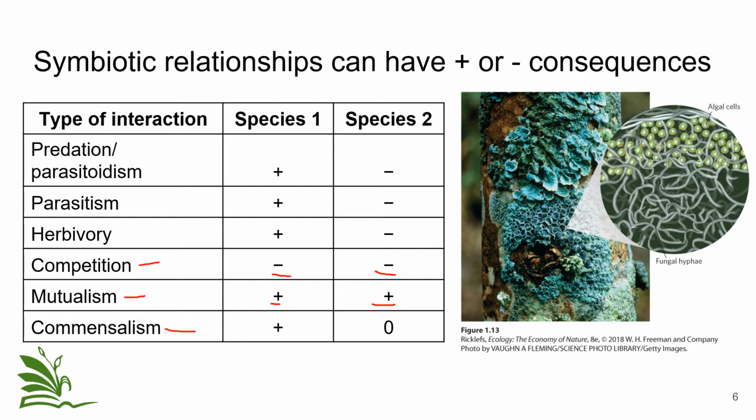Commensalism is an interaction in which two species live in close association and one species receives a benefit while the other species receives neither benefit nor a cost.